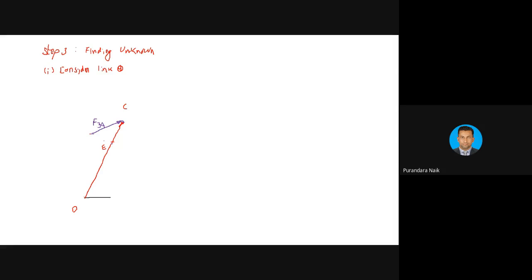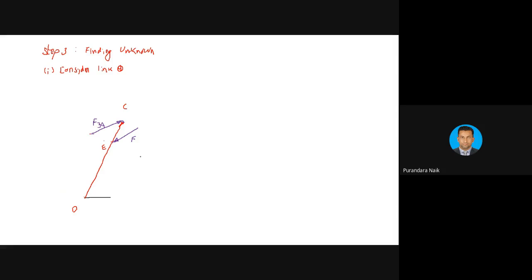Okay. Next is the second point. E. This is E. We have 45 degree, right? Take 45 degree. Be very careful here. (45°). What is this? This is F.